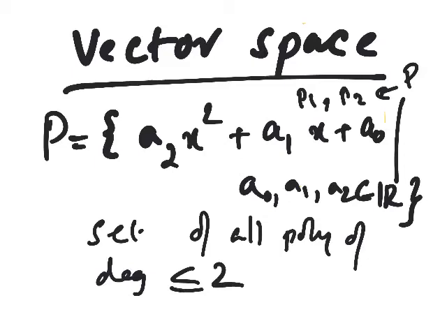Polynomials of degree less than or equal to 2, right? Is there any other set, any other object, which behaves in this way? So this is one example that I am starting with. Another one. Give me another example, something which you are familiar with.